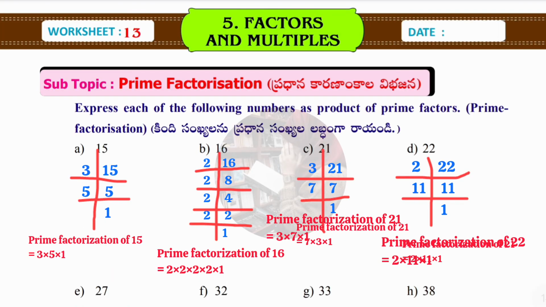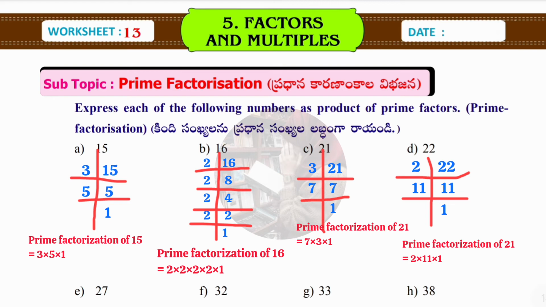Here the topic is prime factorization. So prime factorization is nothing but doing LCM itself, but here we'll get the prime factors. Okay, let's see. So first Roman is express each of the following numbers as the product of prime factors. What do you mean by product? Product is nothing but multiplication. As sum is referred to addition, like that product is referred to multiplication.